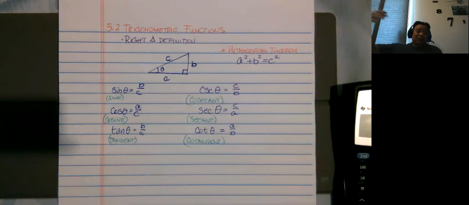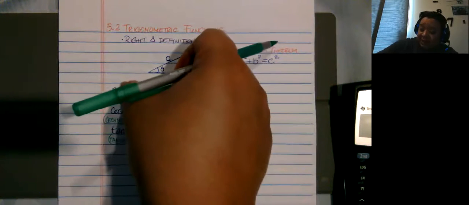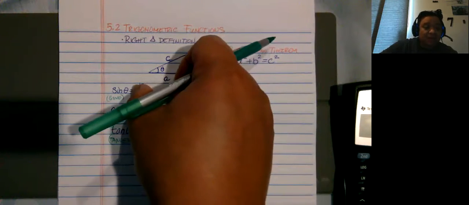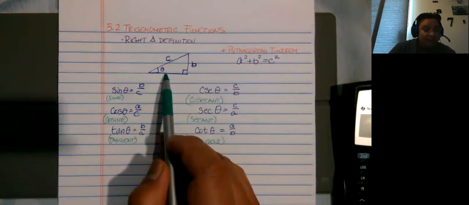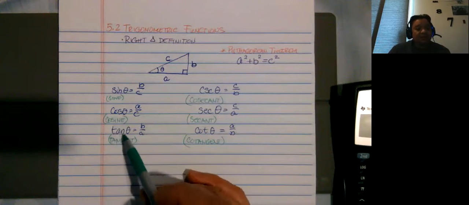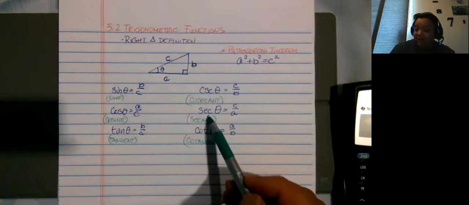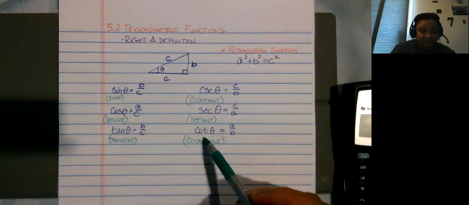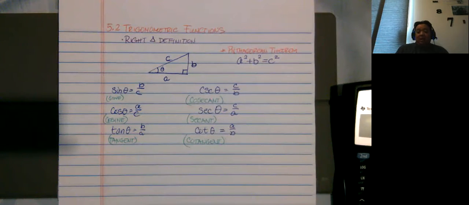Now, the trig functions always have something with them. In this case, there's always an angle with it. So you cannot write sine with just sin, right? There's always an angle associated with your trig function. In this case, the angle is a variable, so we're calling it theta. So sine theta, cosine theta, tangent theta, cosecant theta, secant theta, and cotangent theta. Okay. Questions?